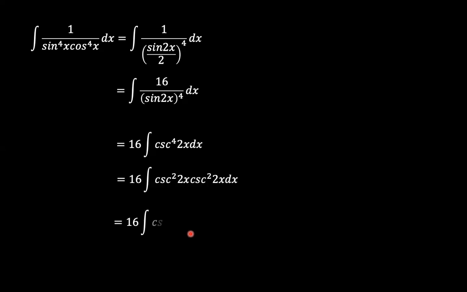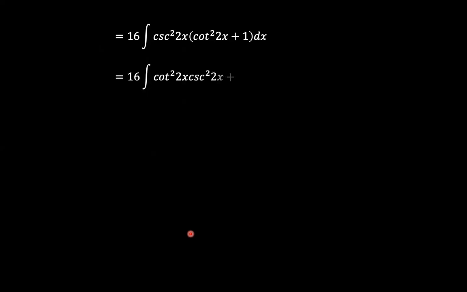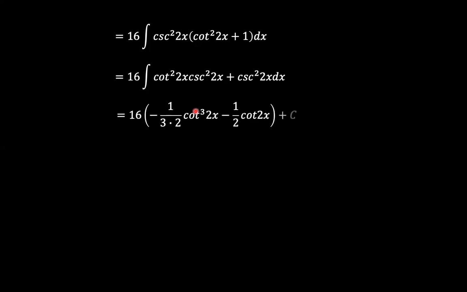And then we can play around with 1 over cosec squared 2x such that it is cosec 2x times cotangent 2x plus 1. And so when you multiply the cosec squared 2x times the cotangent squared 2x plus 1, you have cotangent squared 2x times cosec squared 2x plus cosec squared 2x. And this is the same as the derivative of negative cotangent cube 2x.